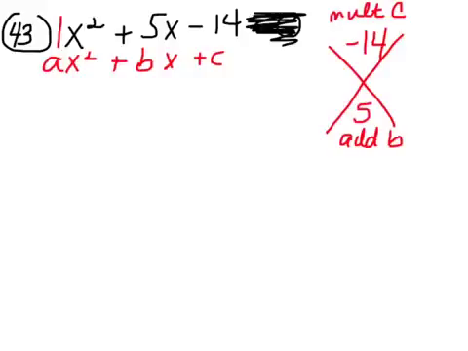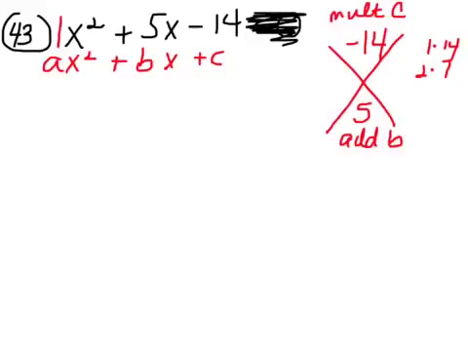What would multiply to give you negative 14 and add to give you 5? There's only a couple ways to get 14. 1 times 14 and 2 times 7. Which one of those has like maybe a difference of 5 in them? Wouldn't the 2 and the 7 have a difference of 5?